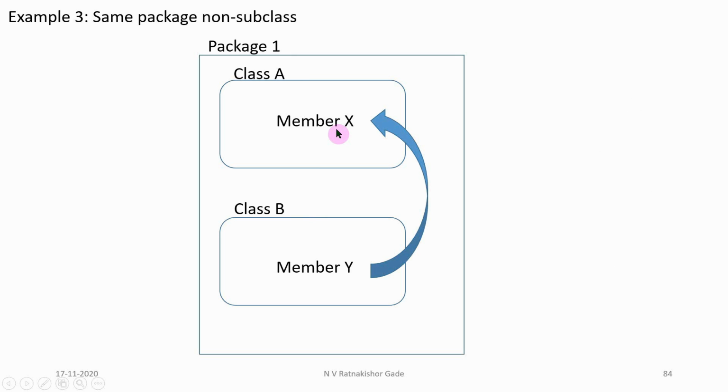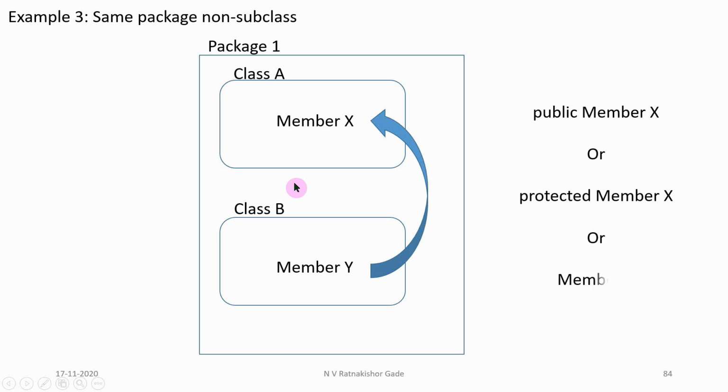And coming to the third example, member X is present in class A, member Y is present in class B, but class A and class B do not have any relationship, and both are present in the same package. So member X can have the access modifier either public or protected or a default one. Here we cannot have a private access modifier because member X and member Y are not present in the same class.